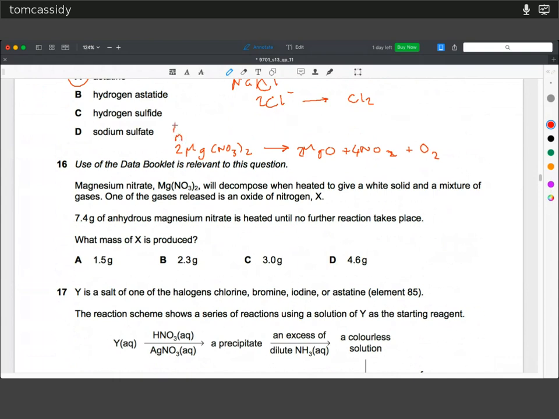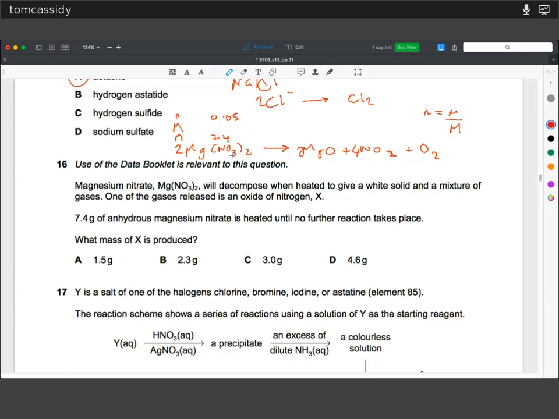You can look up in your data booklet the relative molecular mass, and from that convert to the molar mass, and you can then work out the amount, the number of moles, because the number of moles is the mass divided by the molar mass. We had a mass of magnesium nitrate, and they told us to begin with that that's 7.4 grams. If you work all that out, you realize that you've got 0.05 moles. The amount is 0.05.